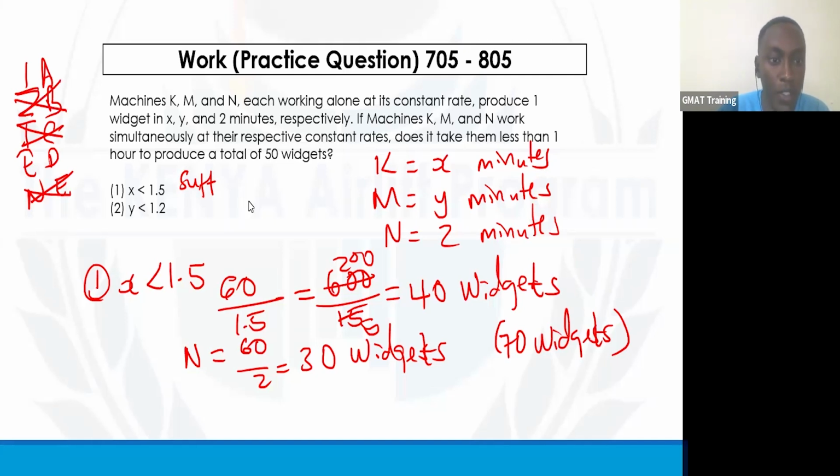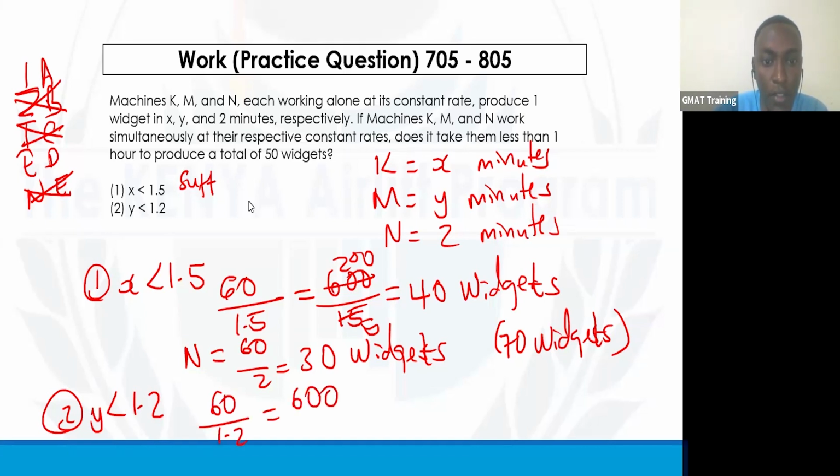Let's go into the second statement. Now, we know that M produces a widget in less than 1.2 minutes. Therefore, in 1.2 minutes, M will produce more than one widget. Therefore, in 60 minutes, the same as K, we have 600 divided by 12, by 4, 3, by 4, this is 15, and 50. This gives us 50 widgets.